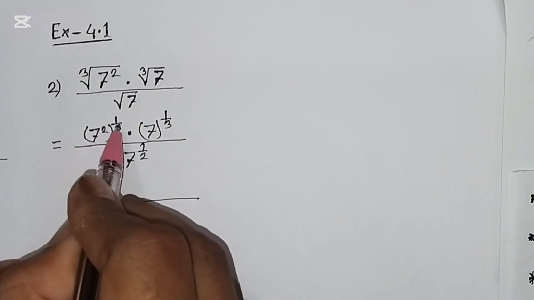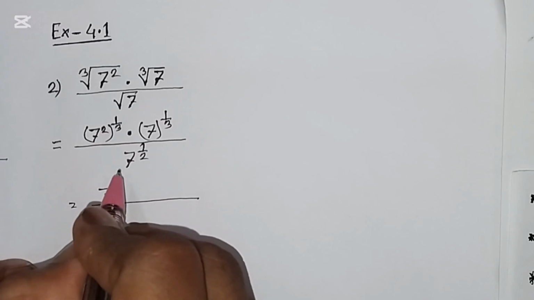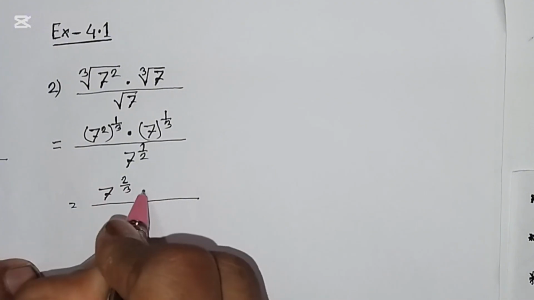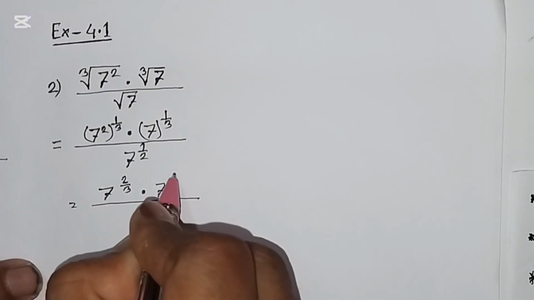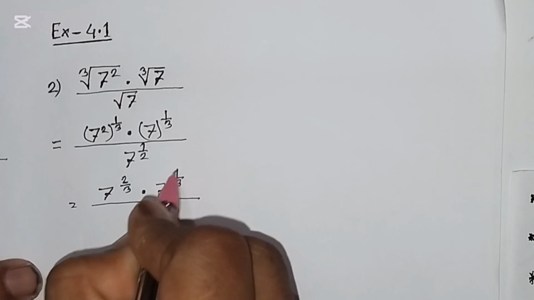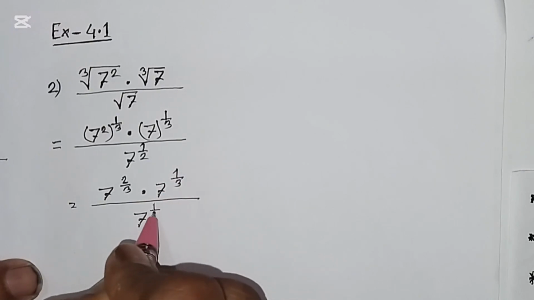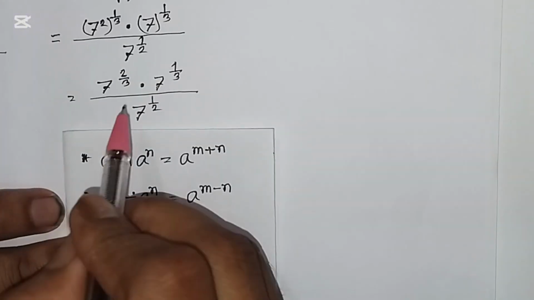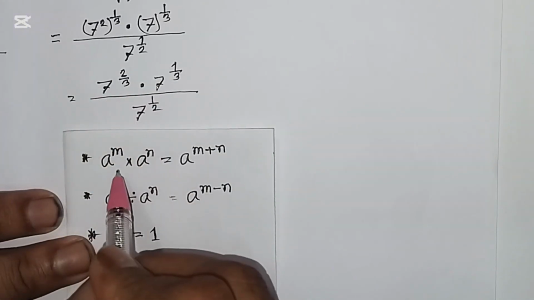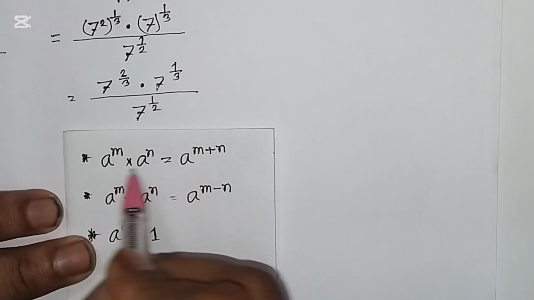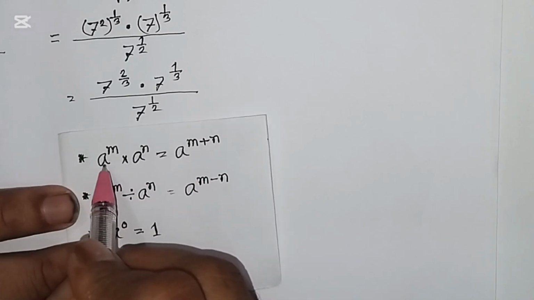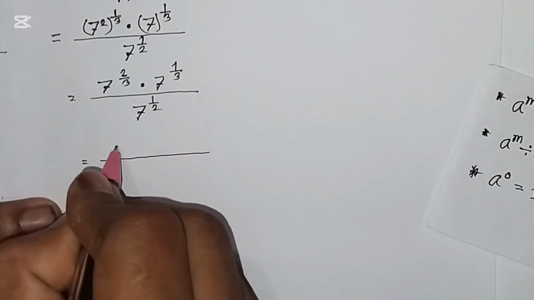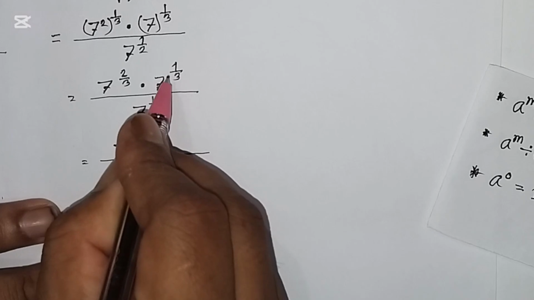Seven. Here the powers will be multiplied. Then 2 into 1 by 3 equals 2 by 3, into 7 power 1 by 3, by 7 power half. Here we will apply the index law of multiplication. That means a power m into a power n equals a power m plus n. The similar base is 7, so their powers will be added.